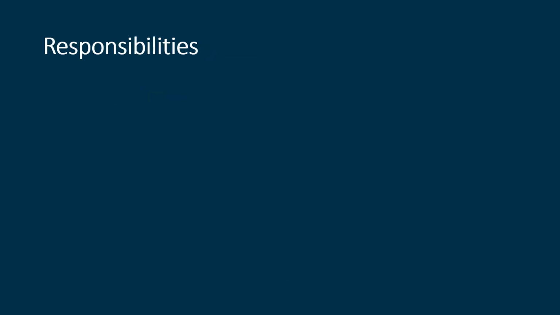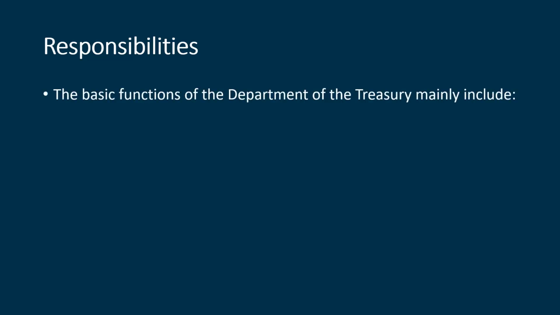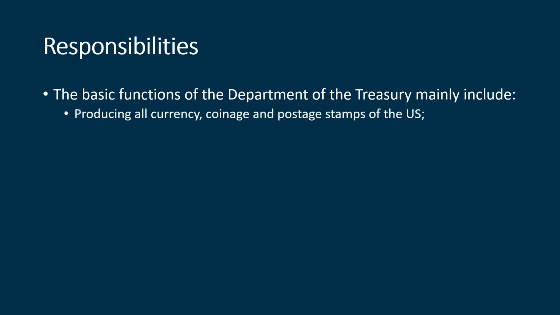So what are the responsibilities of the Department of Treasury? These functions include producing all currency, coinage, and postage stamps of the U.S. Now this means physical currency, not the currency that is created by computer. Anytime new coins are minted or new postage stamps are available to use, if you know what real mail even is, it's the Department of Treasury who issues those stamps.